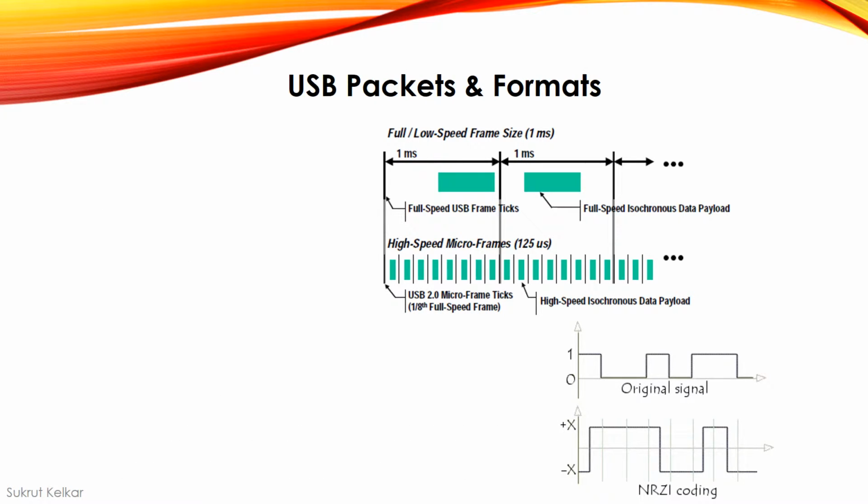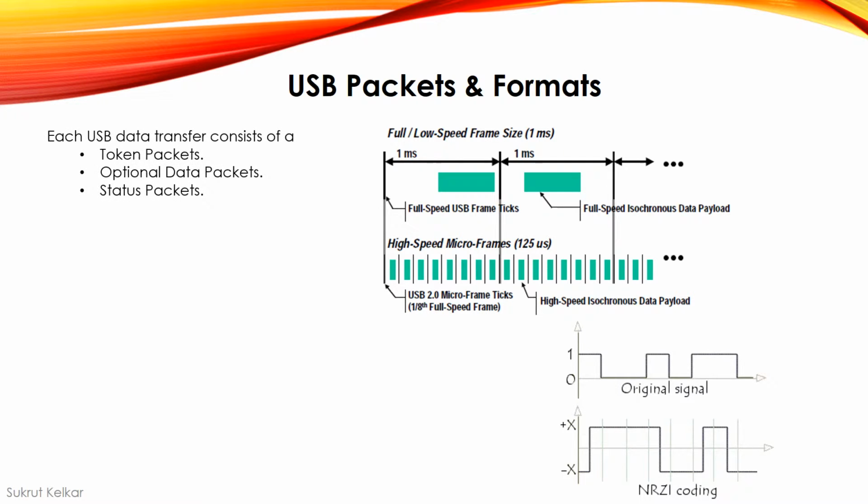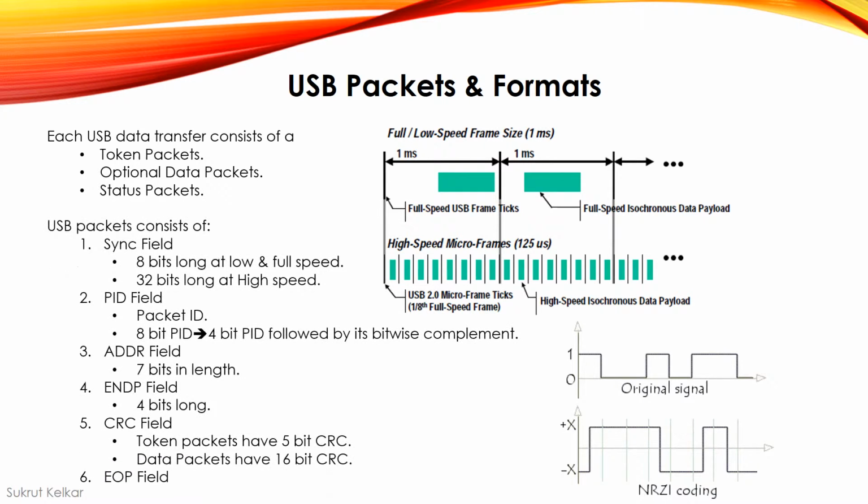USB packets and formats. Each USB data transfer consists of a token packet, which is the header defining what it expects to follow, an optional data packet containing the payload, and a status packet which is used to acknowledge transactions and provide a means of error correction. The USB packets consist of the following fields. The encoding which is used in USB is the NRZI encoding.